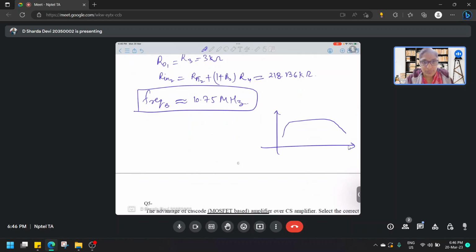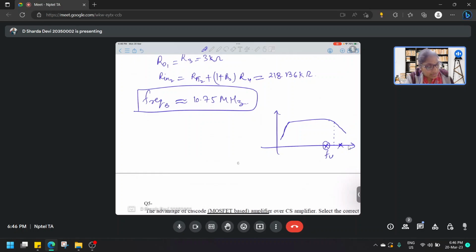This is how the frequency response looks, and we have to find the upper cutoff frequency. That means a frequency which will be coming at this point. Now if there is a pole which appears at this point and another pole which appears at this point, which pole do you think will actually define your upper cutoff frequency? It is this pole, right, which will tell you about your FU, the upper cutoff frequency.